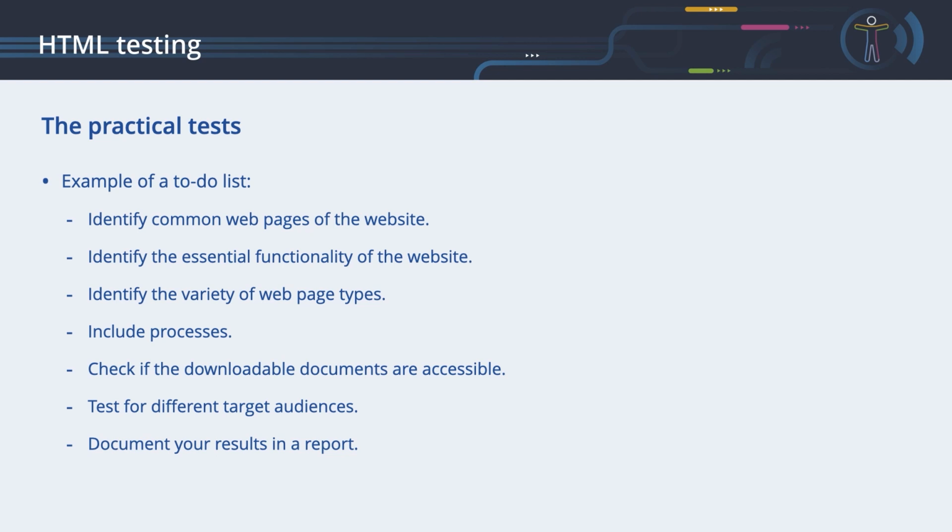Document your results in a report. Write an executive summary. What has been tested? How has it been tested? What tools and methodologies have been used? What were the results? What are the recommended actions? For all tests, the success criteria of the WCAG and ARIA standards are the reference.